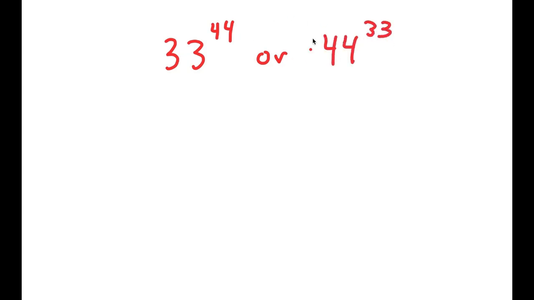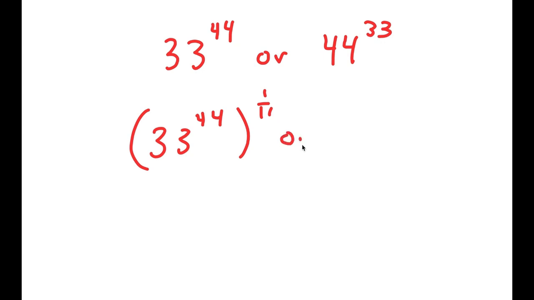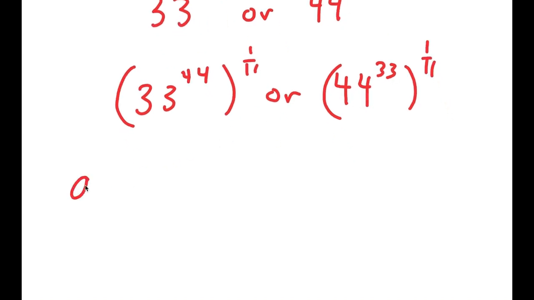Alright, so in this video, I'm going to be finding out which one is greater, 33 to the power of 44 or 44 to the power of 33. So we want to find out which one is the greater number. What I'm first going to do is take the power of 1 over 11 on both sides. The reason I'm doing this is so I can use the property a to the power of m to the power of n is equal to a to the power of m times n.